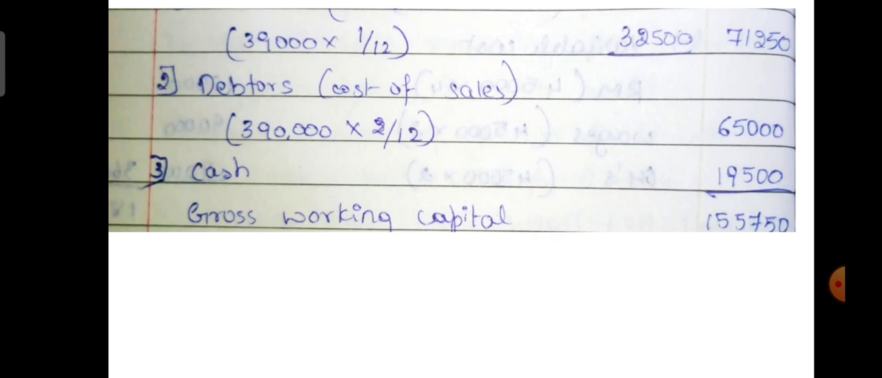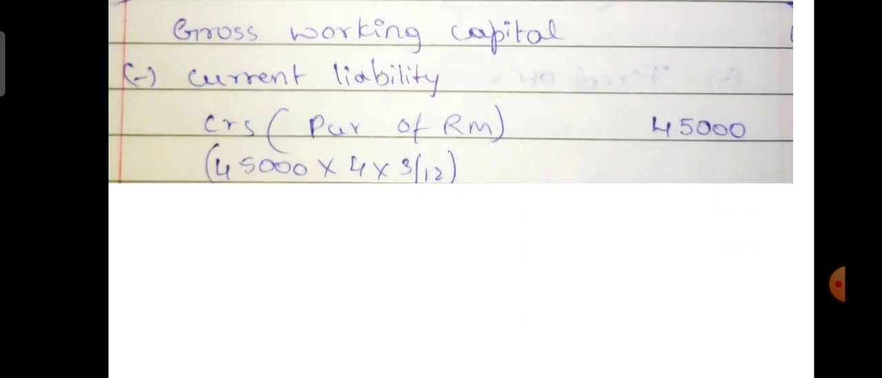So add all the current assets, you will get gross working capital 1,55,750. Deduct all the current liabilities. First one, creditors. Creditors are valued based on raw materials. So cost of raw material per unit is rupees 4. So 45,000 into 4, and the credit period allowed by creditors, the suppliers, is 3 months. So into 3 by 12, so it is 45,000.